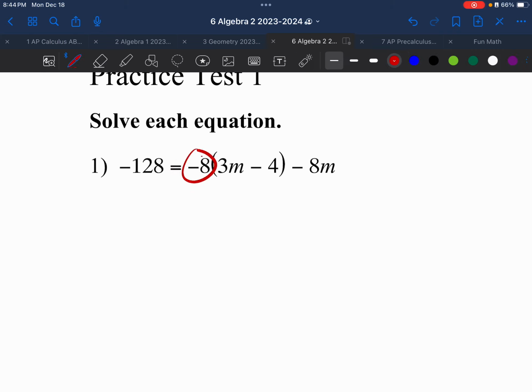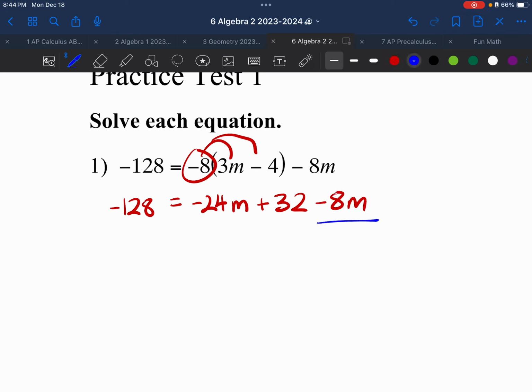When I distribute the negative 8 into the 3m on the right side of the equal sign, the left side is not going to change. I'll rewrite the 128. On the right side, negative 8 times a positive 3 is a negative 24. Don't forget your m. And then a negative 8 times a negative 4, double negative is a positive, and 4 times 8 is 32. And then I have to copy down that minus 8m.